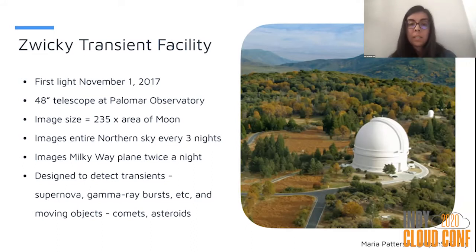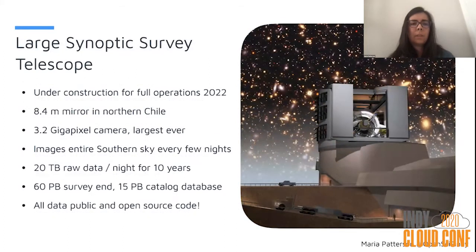This was built and dedicated to detecting transients, which are the changing objects in the sky, like I mentioned. And this is a precursor to something larger, which is coming online in a couple of years, called the Large Synoptic Survey Telescope, which was actually just renamed to the Vera Rubin Observatory to honor Vera Rubin, who discovered dark matter. It's backronymed to the Legacy Survey of Space and Time. So this is under construction for full operations in a couple of years.